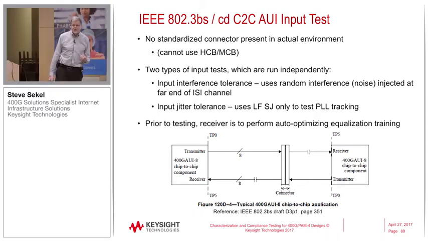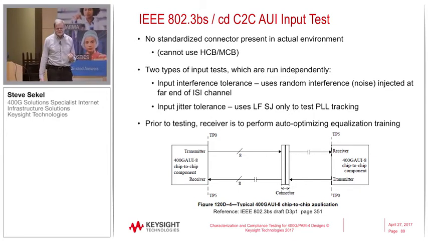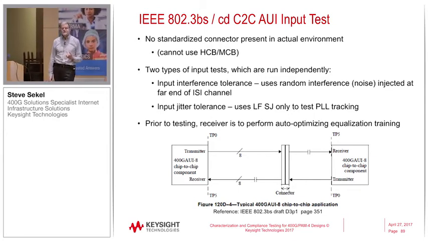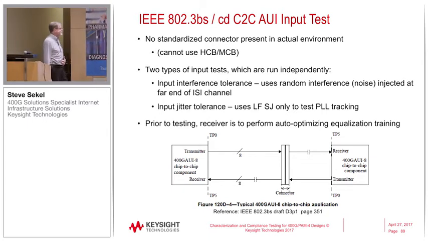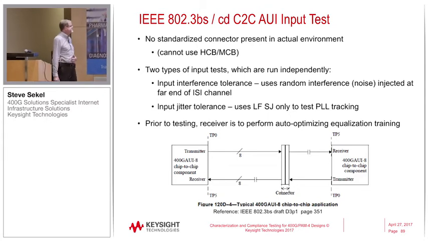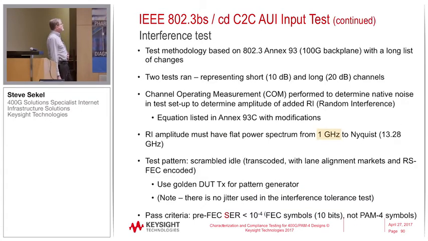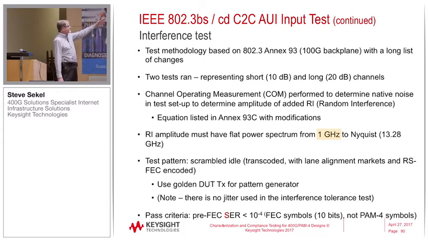Yes. Question is, is the jitter tolerance test done at the far end of the ISI channel? Yes. The ISI channel is present for the jitter test as well, but you turn the noise source off, so you're only doing one. You'll see the test setup on the next couple of drawings.